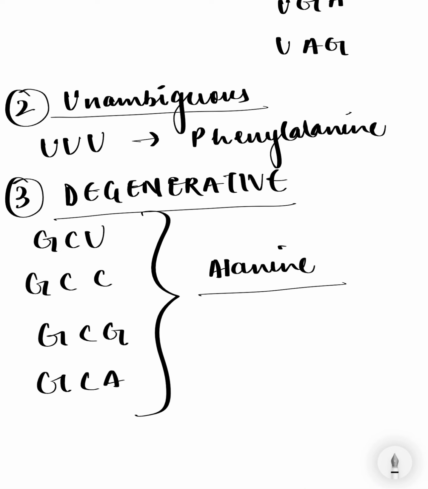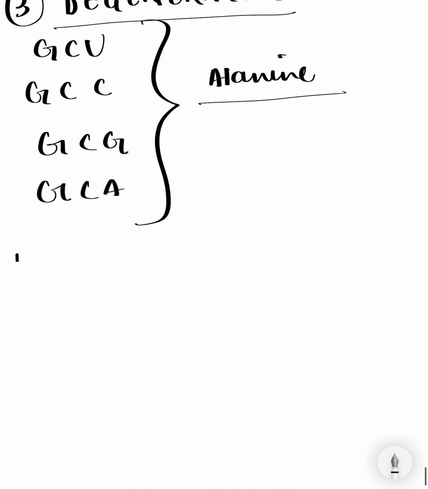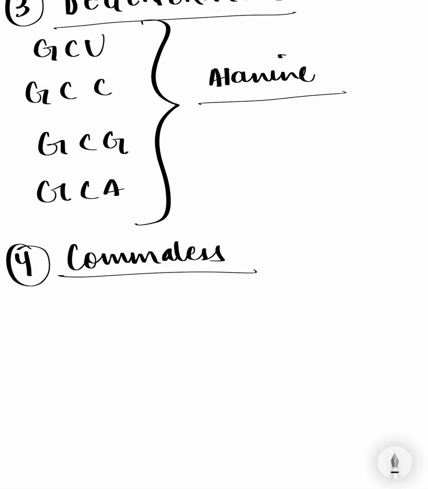So that is why the code is degenerate in nature. Now the fourth point is the codons are read in a continuous fashion. There are no punctuations. So that means these are commaless. Whenever we write a code, there are no punctuations, there are no commas. So that is why we call these commaless in nature. This is the fourth feature of genetic code.